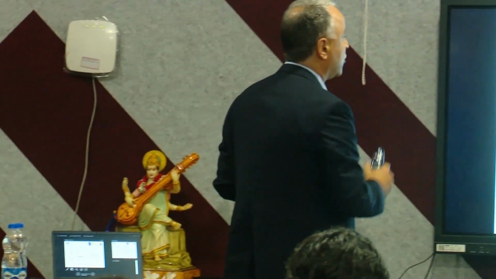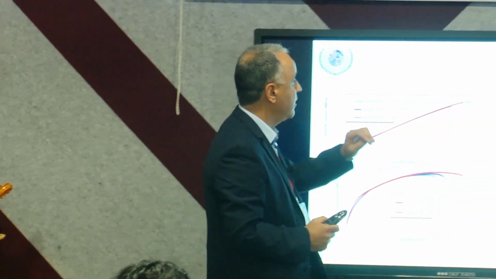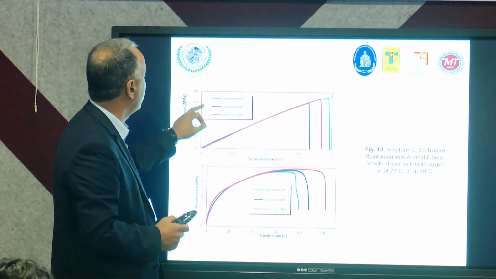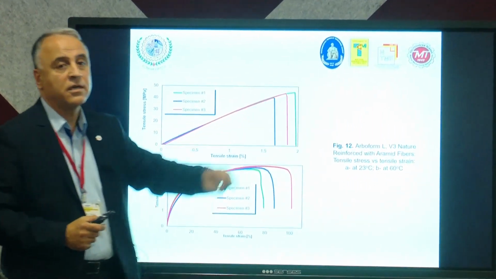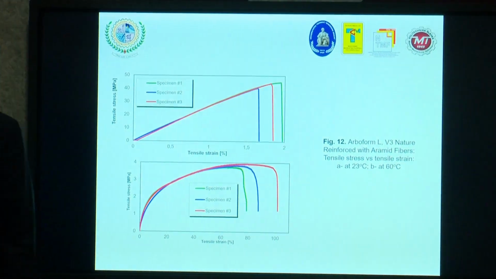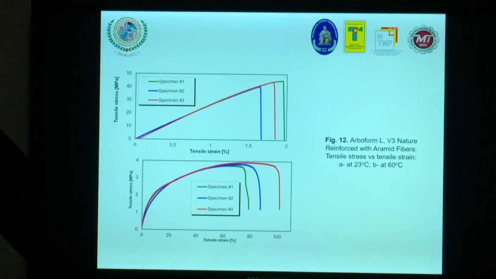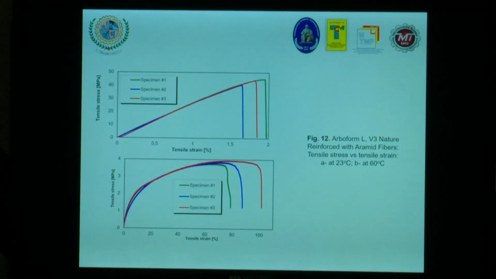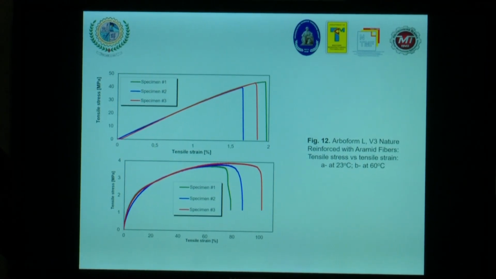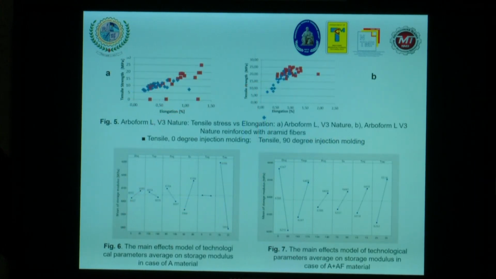So in the case of aramid fibers, at room temperature you can see the value increases to around 48 megapascal. So the results from this point of view were quite good, but at 60 degrees Celsius the results are not okay, somewhere around 4 megapascal. So we are not interested in this material for the highest temperature.